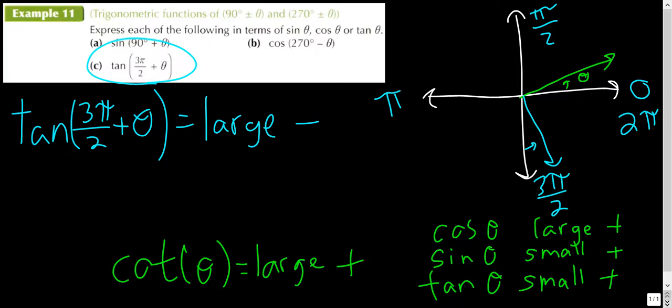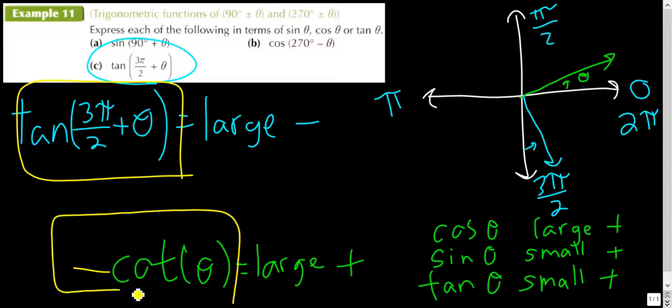So how do we make them work? Well, this is how we make that work, right? We're going to say, the tangent of 3 pi over 2 plus theta, so that we know that tangent value is going to be large and negative. Well, if our cotangent value was large and positive, we just do the negative version of that.